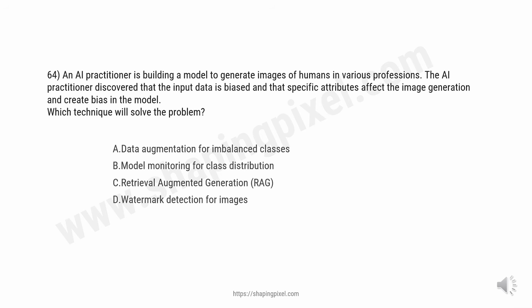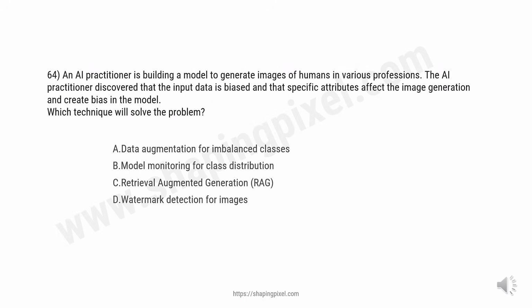Question number 64. An AI practitioner is building a model to generate images of humans in various professions. The AI practitioner discovered that the input data is biased and that specific attributes affect the image generation and create bias in the model. Which technique will solve the problem?